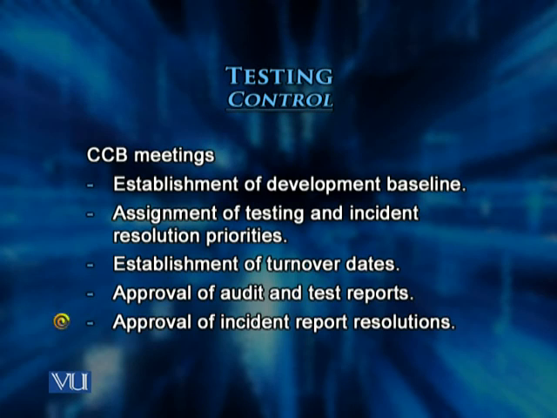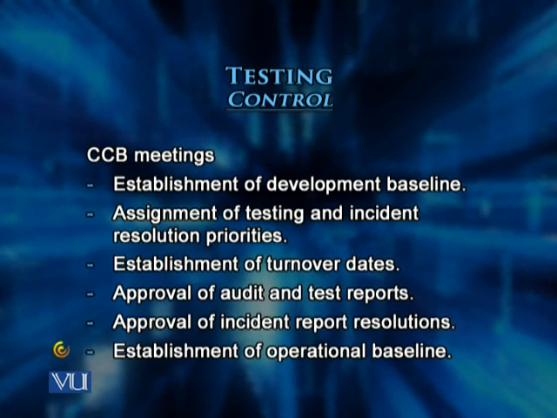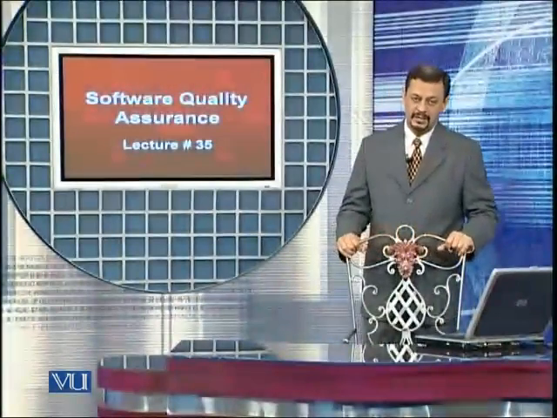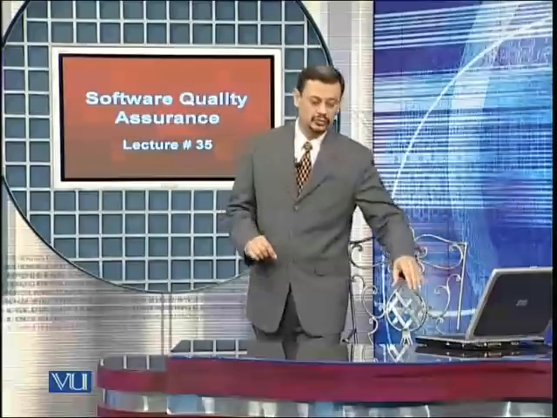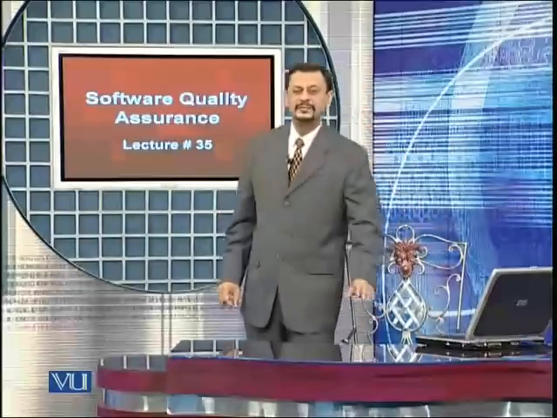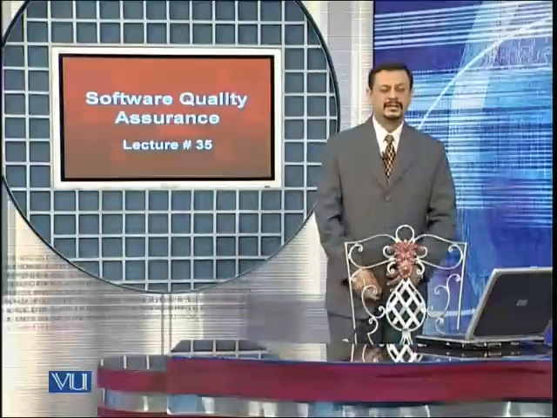That is, wherever there are reports for failures, these incidents are then sent to the programming side for detection and removal of defects. And also the establishment of operational baseline. All these decisions are made by the CCB, the Configuration Control Board, in their meetings. So the configuration control board plays an active role even in the testing cycle.